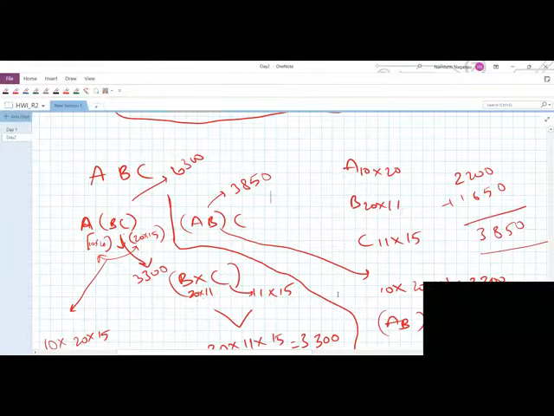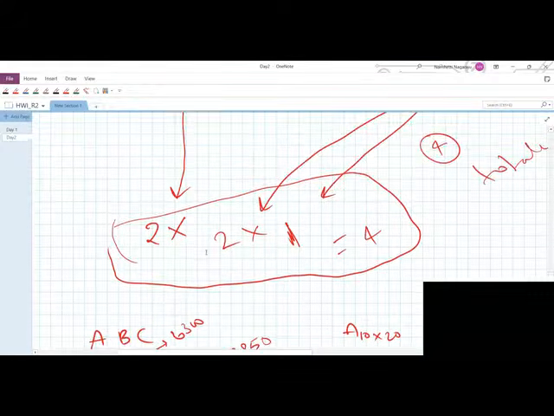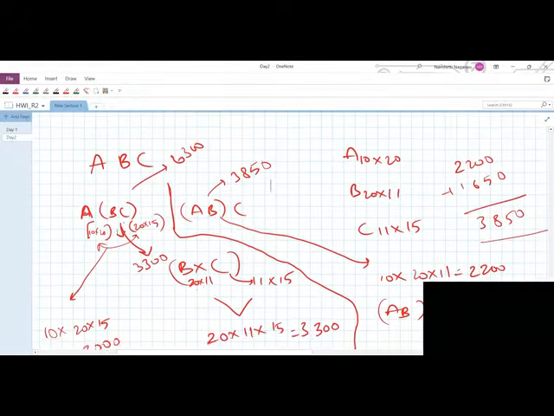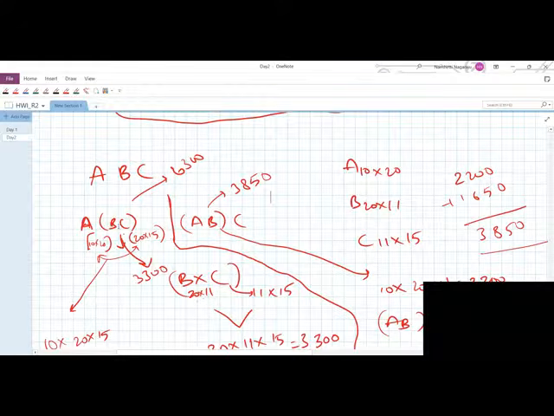So, I hope you understood the difference, like why order actually matters. Here in the first case, when we try to multiply A with the product of B, C, the total number of calculations that we are doing is around 6300. In the second case, when we first multiply AB and then multiply it with C, the number of operations is very small compared to the first one, which is 3850.